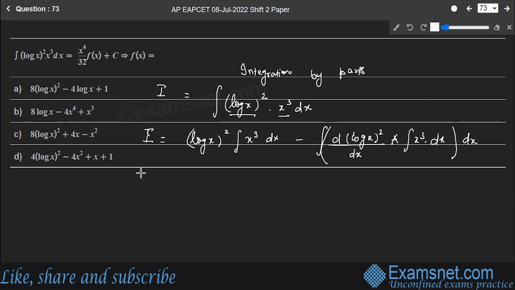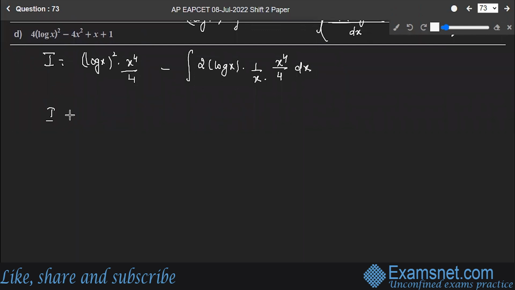So this can be a bit confusing. You have to pay attention and move very slowly in the sum because a slight mistake at any point can disturb the whole sum. Integral will be given by log x square and x cube integral will be x raised to power 4 upon 4, minus integral of derivative of log x whole square, which is 2 log x into 1 by x, right? And the integral of x cube will be equal to x raised to power 4 upon 4, whole dx.